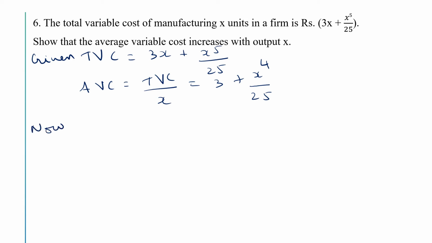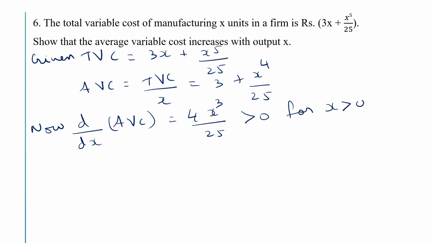Now let us differentiate average variable cost with respect to x. So it is equal to 4x cubed divided by 25. This is greater than 0 for x greater than 0. We cannot have the number of units produced or the total output as negative. So x is greater than 0, which means this function is also greater than 0. If the first derivative is greater than 0, then average variable cost is an increasing function. Therefore, average variable cost increases with x.